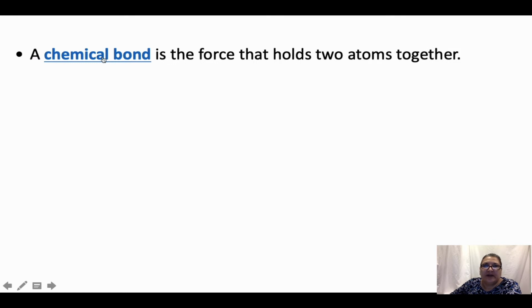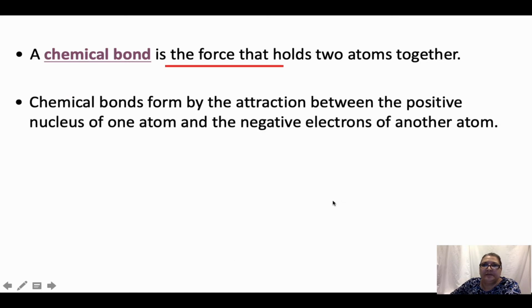So a chemical bond: the force that holds two atoms together, may form by the attraction of a positive ion for a negative ion or by sharing electrons. These are forces that hold atoms together, and it's usually between positive and negative. The positive of the nucleus of one atom, and the negative electrons of another atom. So positive and negative.